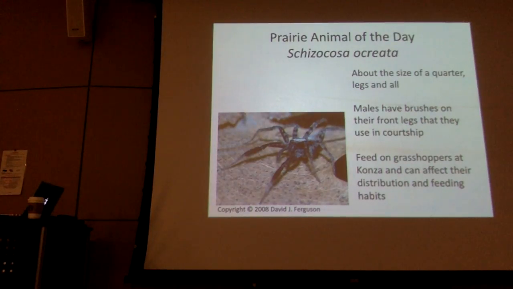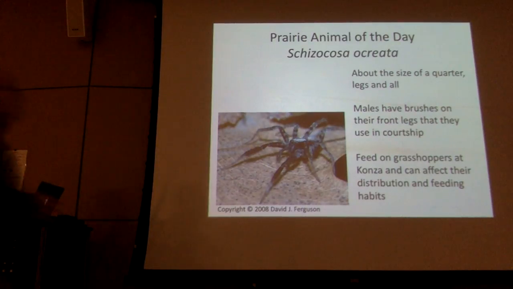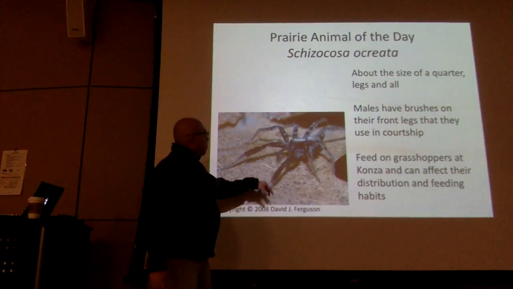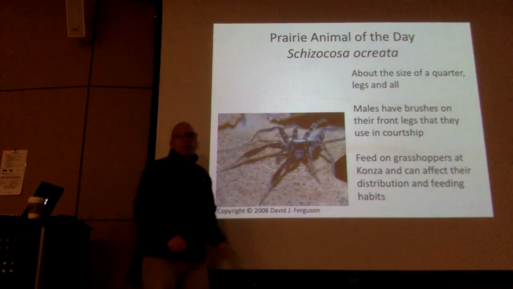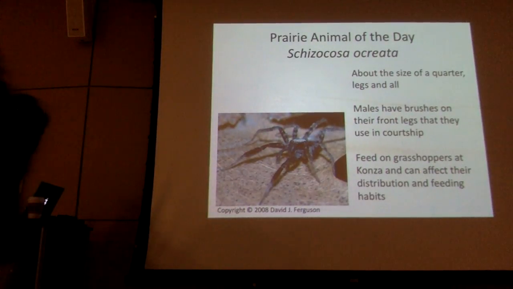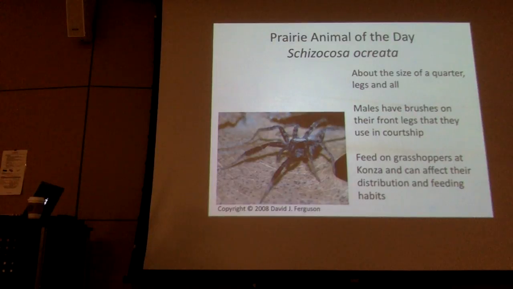Schizocosa ocreata. This is not your typical prairie animal. This is a spider. It's sometimes called the brush-legged wolf spider. You can tell it's a wolf spider because it has gigantic eyes. And it's called brush-legged because the males have brushes on their legs, and they advertise at female spiders to basically prove to the female spider that, hey, I'm a member of your species, come mate with me.